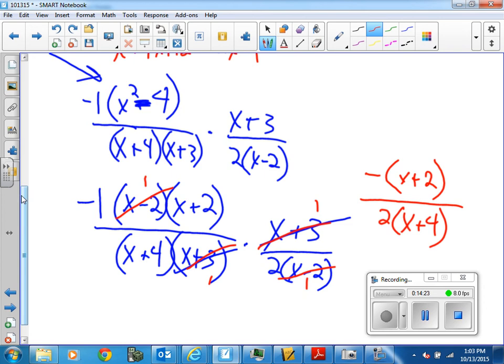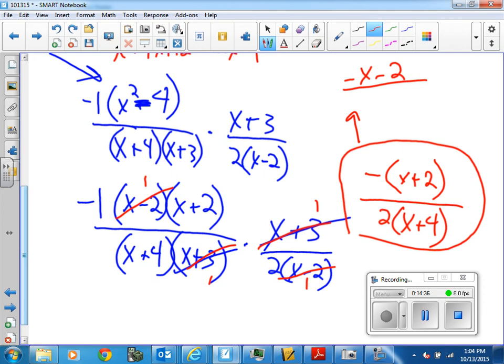Hopefully I didn't forget anything. You could also multiply that out and you have negative x minus 2. So if you wrote it like this, negative x minus 2 over 2x plus 8, that'd be okay. So that's okay also. All right, and that's it for that.